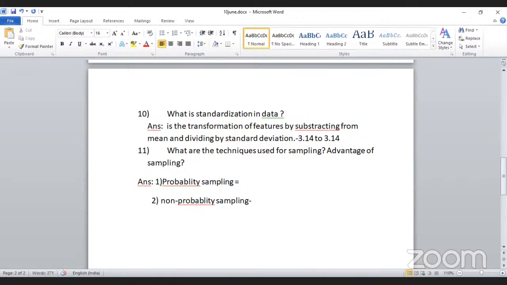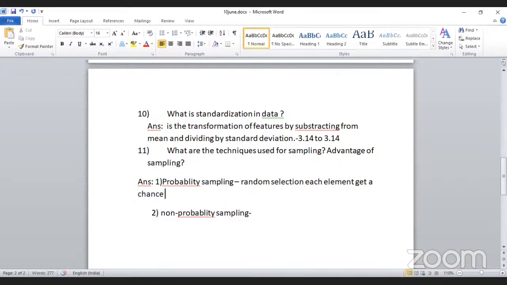What happens in probability sampling? We choose our data randomly. It is nothing but random selection. In random selection, each data point, or we can say each element, gets a chance to be selected.